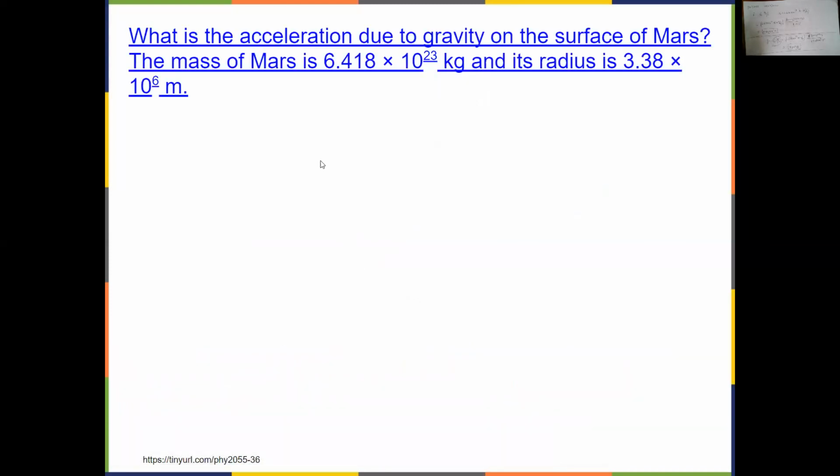Now let's take a look at an example to calculate the acceleration due to gravity on the surface of Mars. The mass of Mars is given as 6.418 times 10 to the 23, and its radius is 3.38 times 10 to the 6. Give it a try and see what the gravity on Mars is.